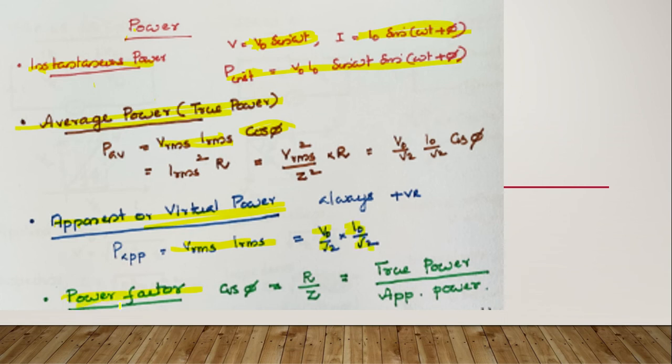So what do you mean by power factor? The power factor, the cos phi, take the value as true power by the apparent power, or we can easily find R by Z. ഈ കാര്യങ്ങൾ വളരെ വ്യക്തതയോടെ അറിഞ്ഞിരിക്കുക.